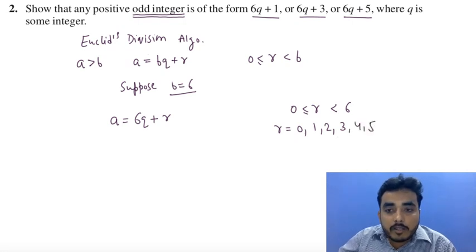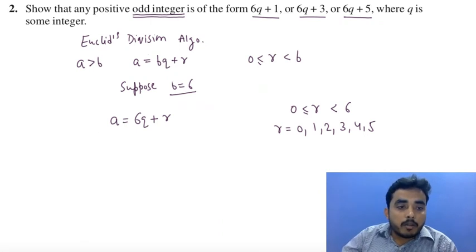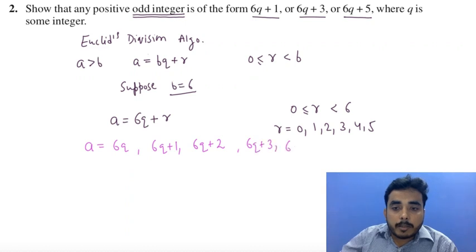So r हमारा कितनी वैल्यूज ले सकता है? ये 6 वैल्यूज ले सकता है. So by putting all the values of r here, a की कौन कौन सी वैल्यू बन जाएंगी? पहले r को हम 0 डाल लेते हैं, 6q, so this becomes 6q plus 1, 6q plus 2, 6q plus 3, 6q plus 4, 6q plus 5. So all these values a can take, but what we need to prove is show that any positive odd integer.